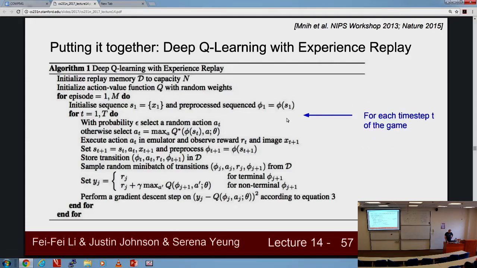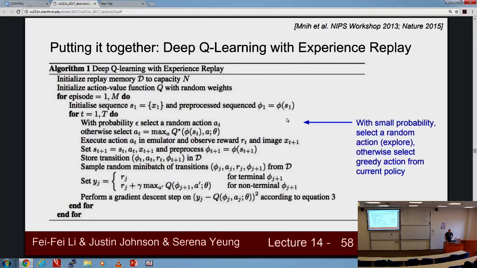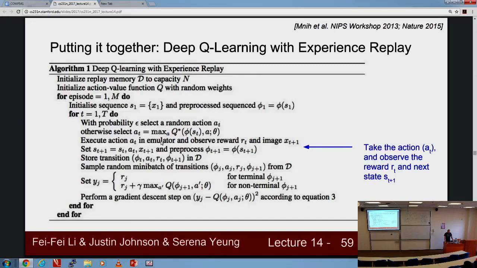Then at each time step where we take an action, first of all, remember that in Q learning we want to do epsilon greedy action selection. If you only do greedy action selection, that's not good. So with probability epsilon, we select a random action. We don't look at our network. Okay, so that's epsilon greedy. Otherwise, we select the ideal action according to our current Q network, the highest scoring action. And then we execute the action in the game emulator, and in response we get a reward and the next image. The reward is basically the change in score. It might be going higher or lower, and the next screen image comes up.